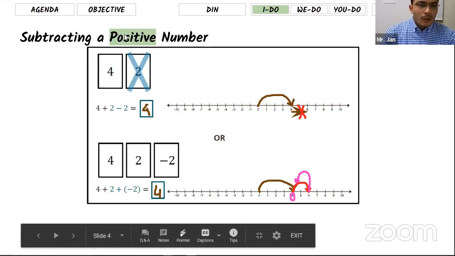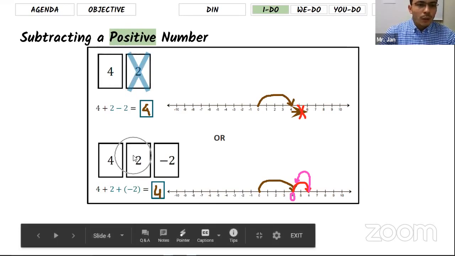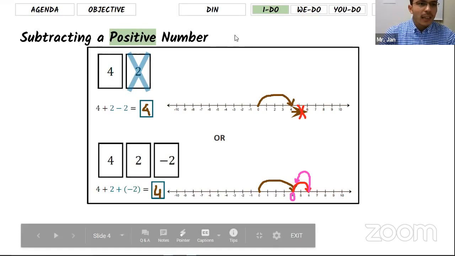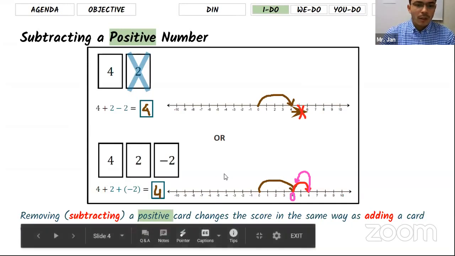Okay, let's go on to the next slide. This is the math that you already know, like subtracting a positive number. It's just taking away that number from your list, okay? And on the next one, here's the conclusion for this slide. Subtracting a positive card changes the score in the same way as adding a card with its additive inverse, okay?